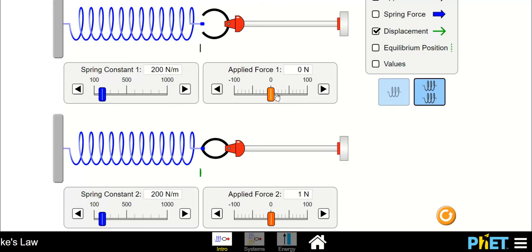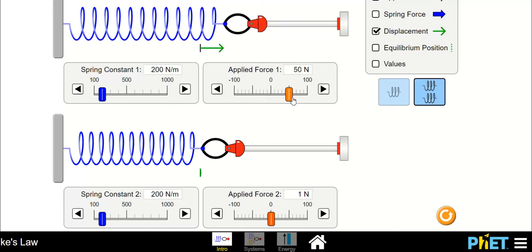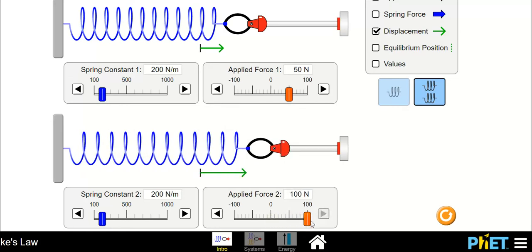Now, what happens is if I go up 50, I stretch the spring by this much here. See the green arrow? But if I stretch it, if I do 100, I stretch it twice as far, okay? So that's how you can do Newton's law here, okay?